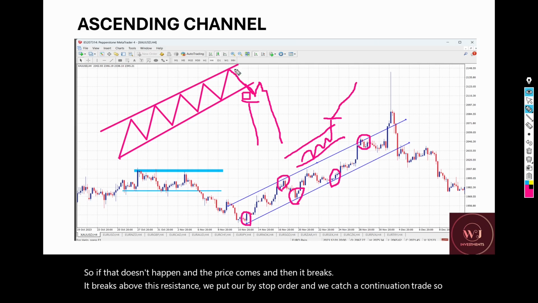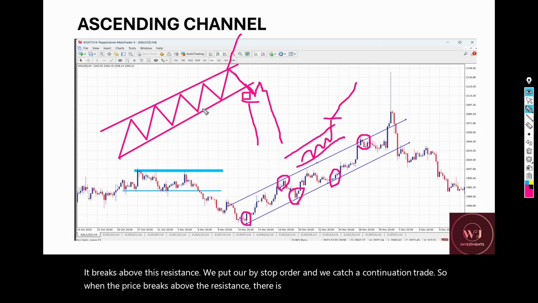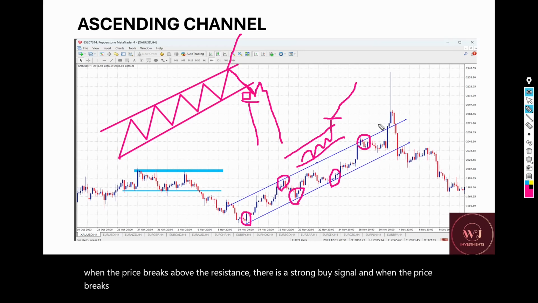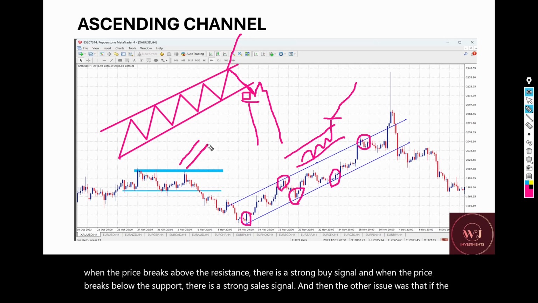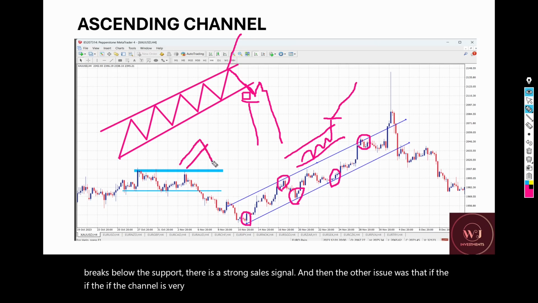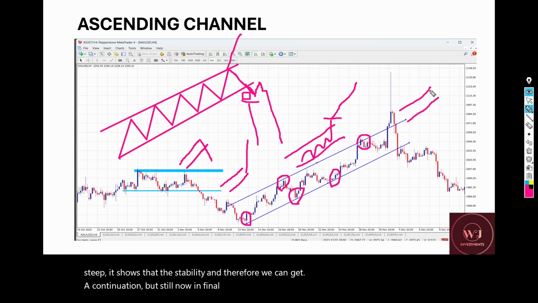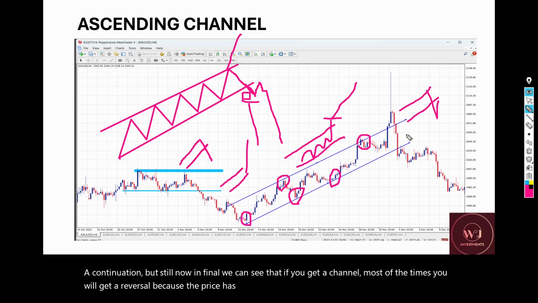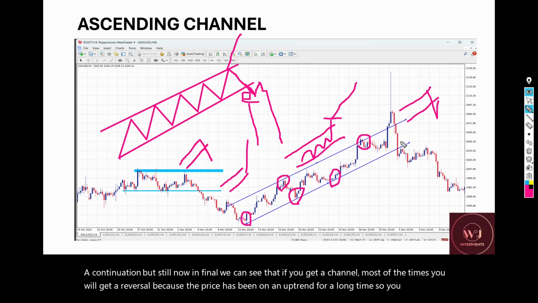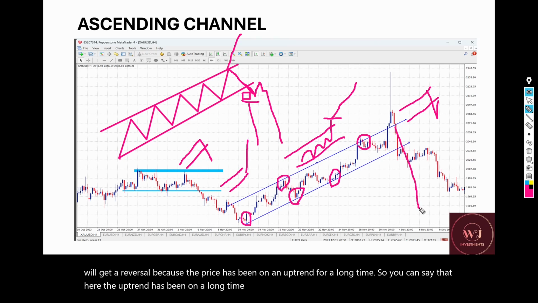So when the price breaks above the resistance, there is a strong buy signal, and when the price breaks below the support, there is a strong sell signal. And then the other issue was that if the channel is very steep, we expect so much of a reversal, and if the channel is not so steep, it shows that there's stability, and therefore we can get a continuation. But still, now in final, we can see that if you get a channel, most of the times you'll get a reversal because the price has been on an uptrend for a long time. So you can say that here the uptrend has been on for a long time. So we expect a big retracement within the market or even an entire change in trend.